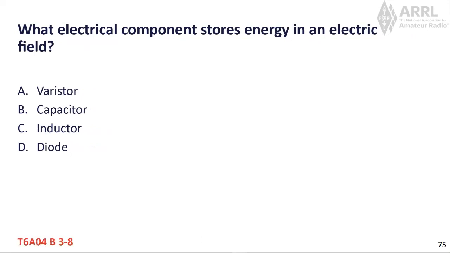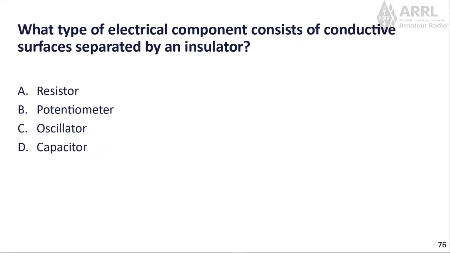Okay, what electrical component stores energy in an electric field? That would be B, a capacitor. What type of electrical component consists of conductive surfaces separated by an insulator? That would be a capacitor, D.